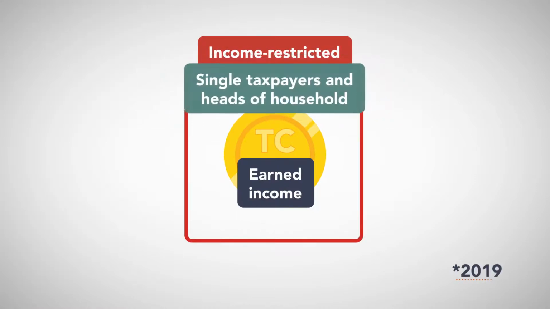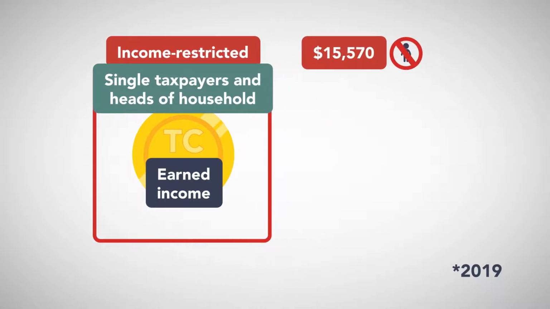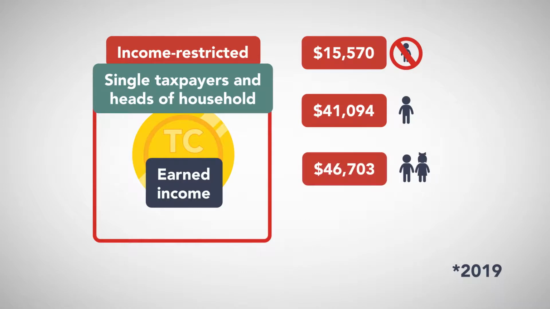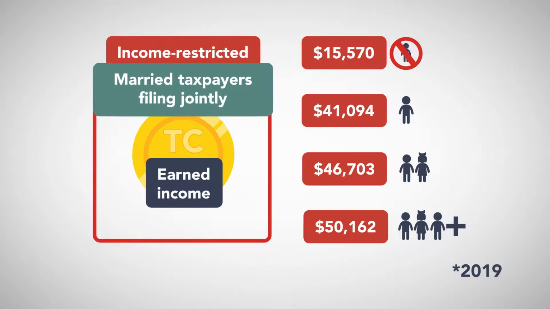As of 2019, for single taxpayers and heads of household, the income limits are $15,570 for no children, $41,094 for one qualifying child, $46,703 for two qualifying children, and $50,162 for three or more qualifying children. For married taxpayers filing jointly, the income limits are $21,370 for no children, $46,884 for one qualifying child, $52,493 for two qualifying children, and $55,952 for three or more qualifying children.